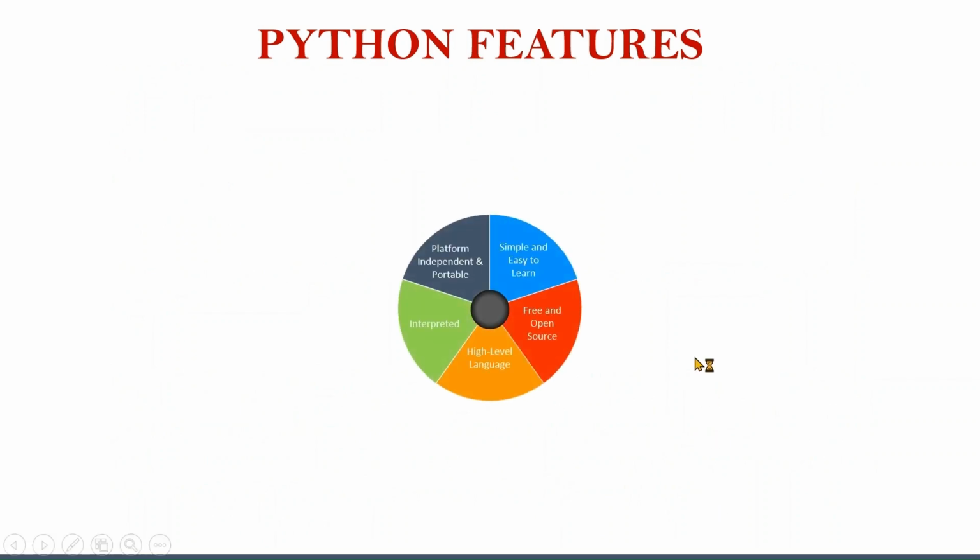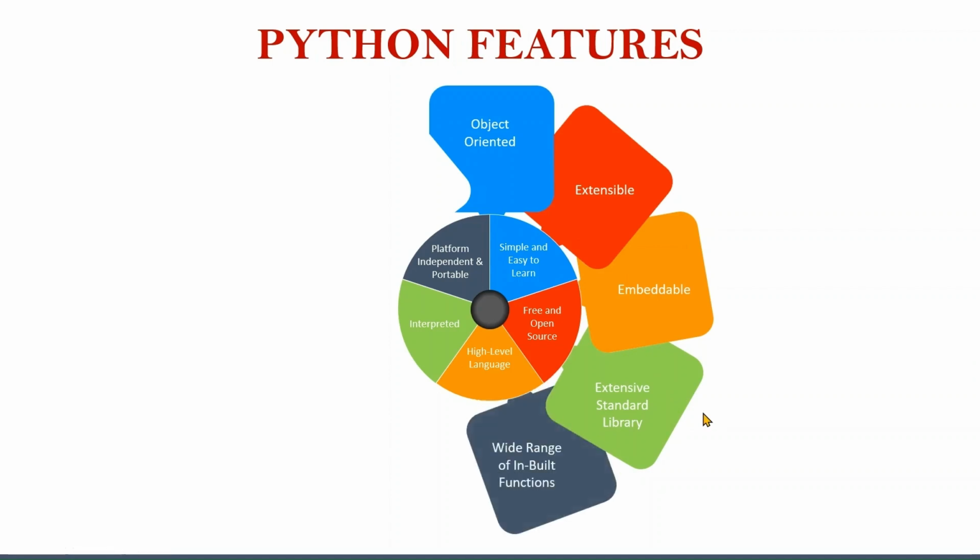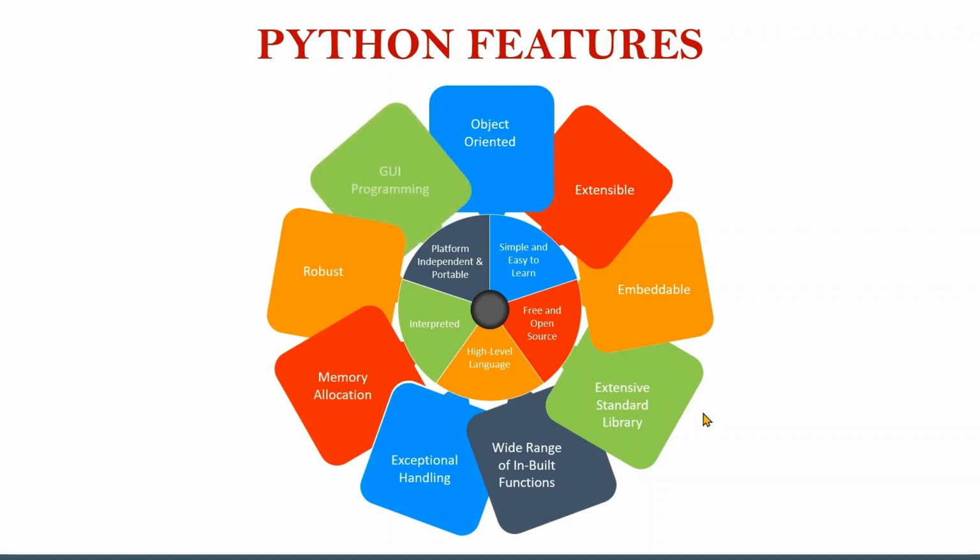Now, coming to the features of Python, we have simple and easy to learn, then free and open source. It's a high-level language. It's an interpreted language. Then it is platform independent and portable. Then it is object-oriented. Then it is extensible. Then it is embeddable. Then it has an extensive standard library. Then a wide range of inbuilt functions. Then exception handling. Then memory allocation, robust, GUI programming, and many more. Now we'll see in detail one by one.